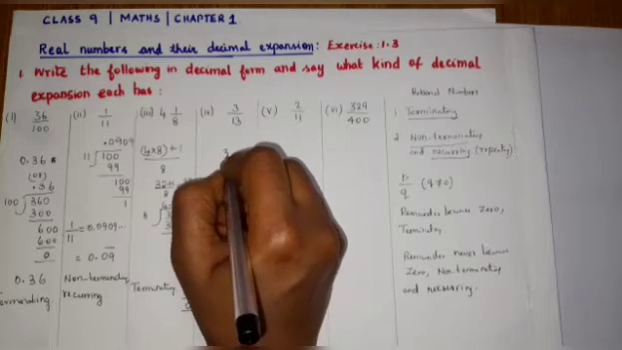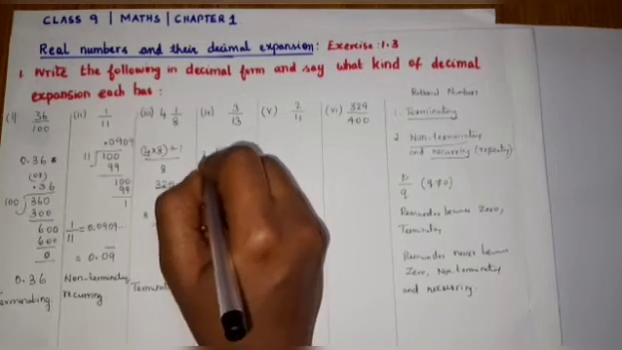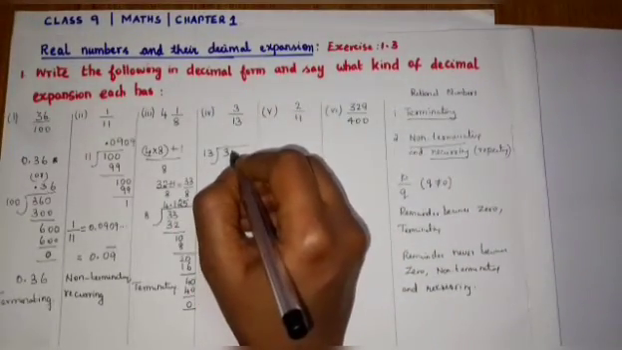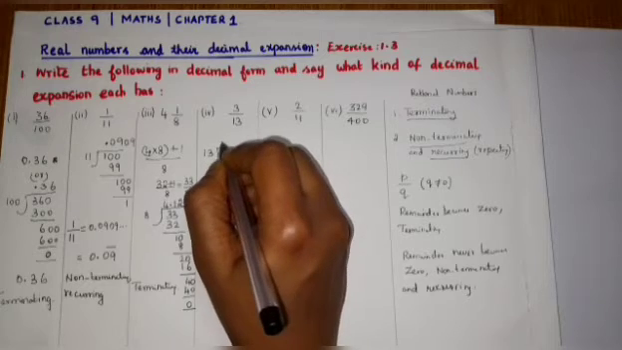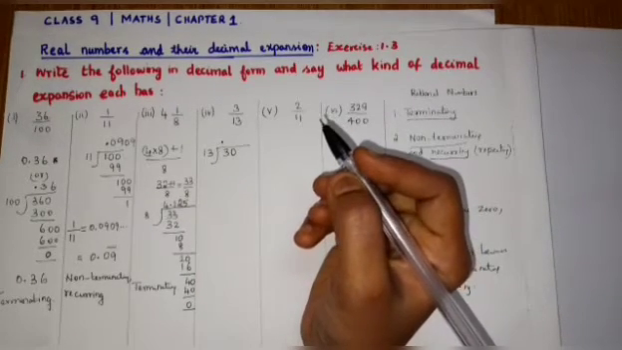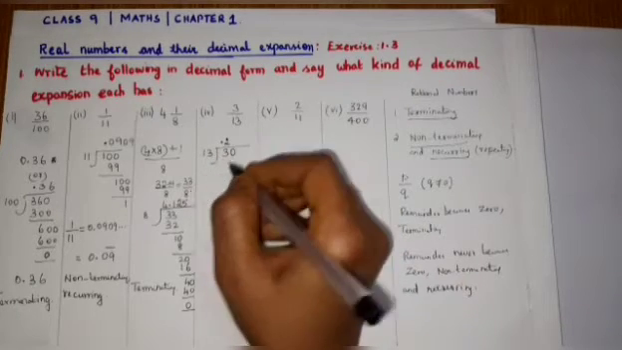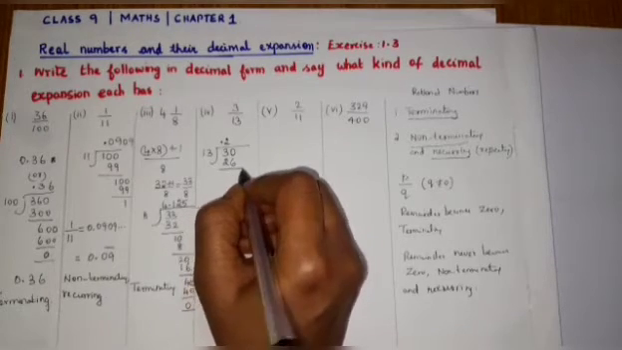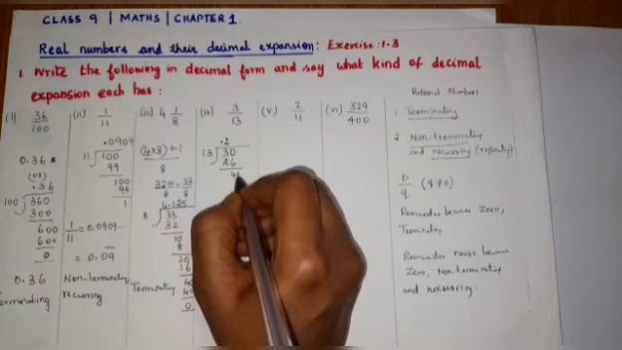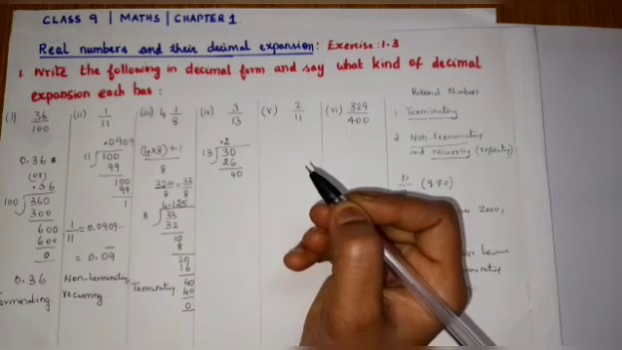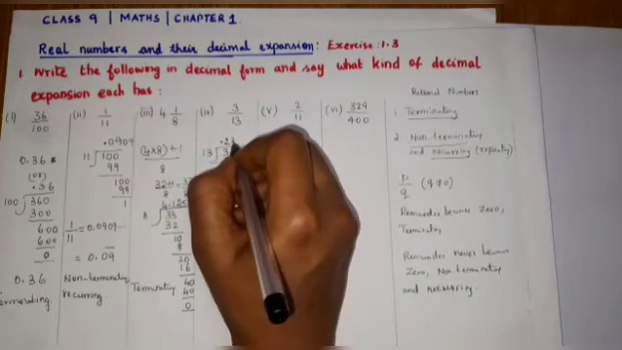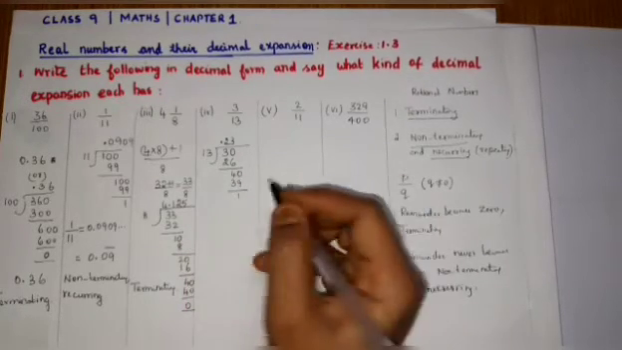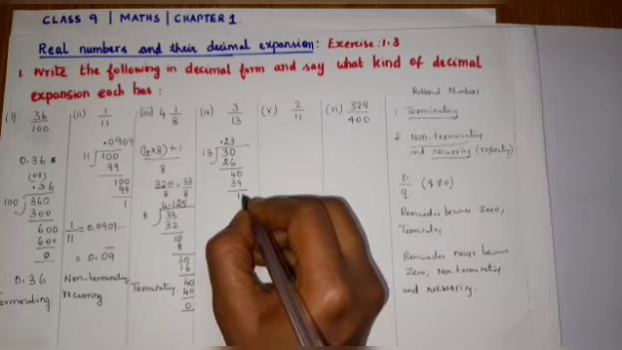You divide 3 by 13. Since 3 is less than 13, you add 0 to the right of the number and keep a point in the quotient. And 2 13s are 26. If you subtract, you will get 4. Add 0 to the right of the number. Then 3 13s are 39. Again you subtract, you will get 1. Add 0 to the right.